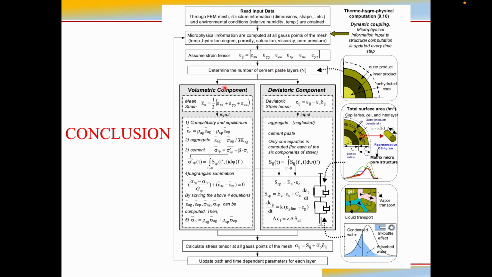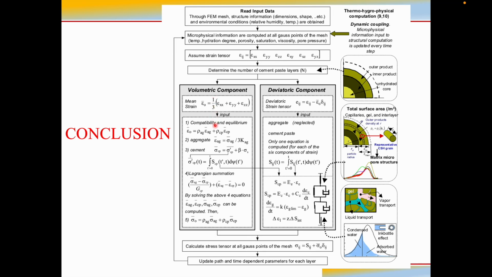After that, we need to divide the consideration into two aspects. The first one is the volumetric component, and the second one is the deviatoric component. As I have mentioned before, at very small scale, the stresses that act on the concrete are not uniform, so we cannot use direct stress, so we need to use a statistical value. In this study, the author used the mean value for the calculation, so that's why here we have mean strain, which looks like this.